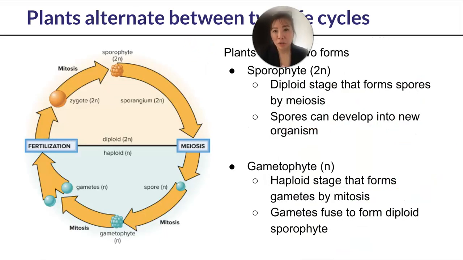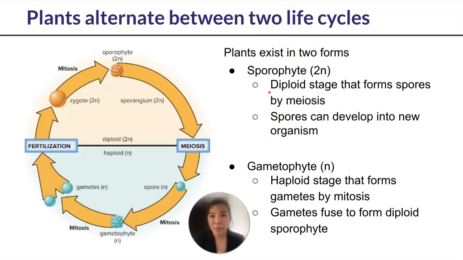So plants tend to alternate between two life cycle stages. They exist as either a sporophyte or a gametophyte. So sporophyte is 2N, also known as diploid. This means they have two copies of their chromosomes. So you and I are diploid because we have one copy from mom, one copy from dad. So that's how we can think about it, right? The diploid stage has two copies and is formed by spores during meiosis. The spores then can develop into a new plant organism.